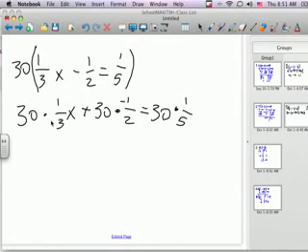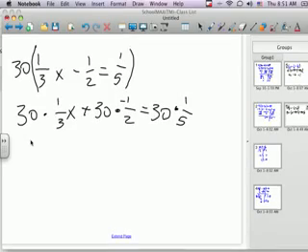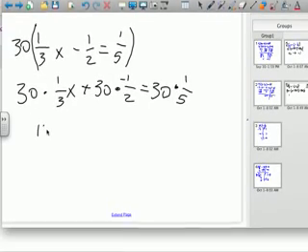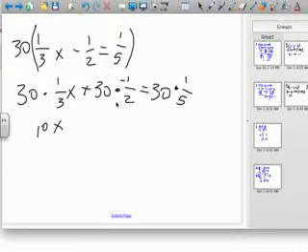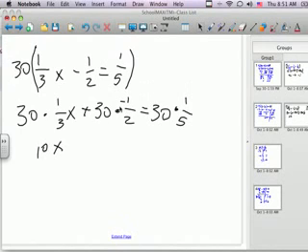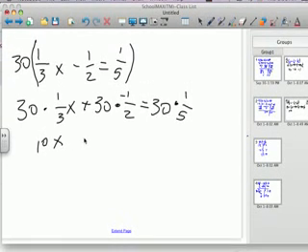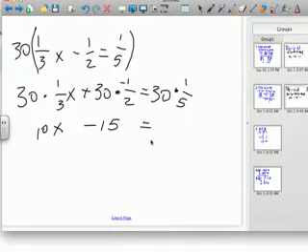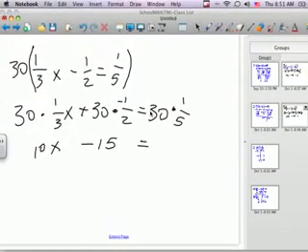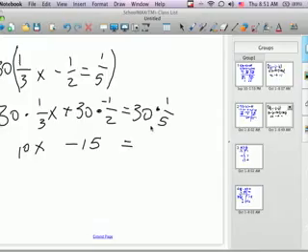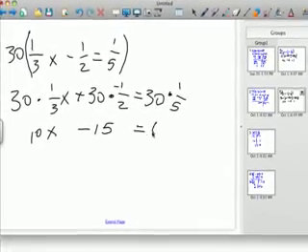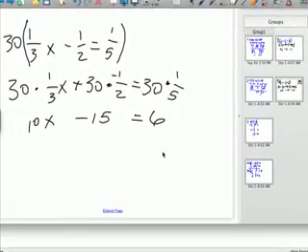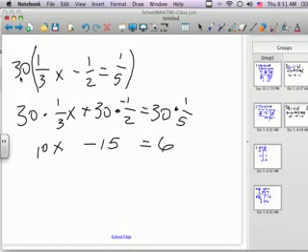So let's see, I got 30 times 1, which is 30, divided by 3, which is 10x. Now I have 30 times negative 1, which is negative 30, divided by 2, negative 15. And in my answer side, I have 30 times 1, which is 30, divided by 5, which is 6. So this is how I can use my calculator to help me distribute out any fractions. I hope this helps.